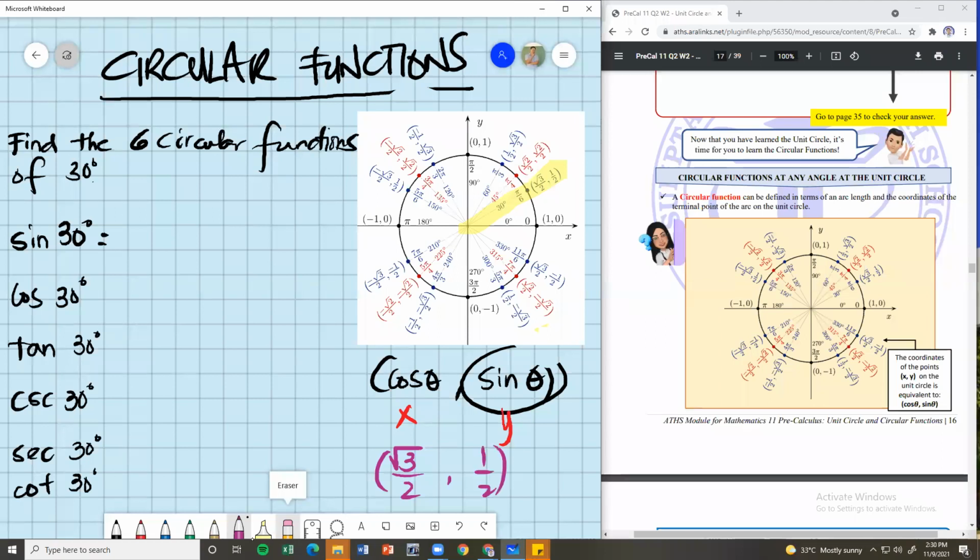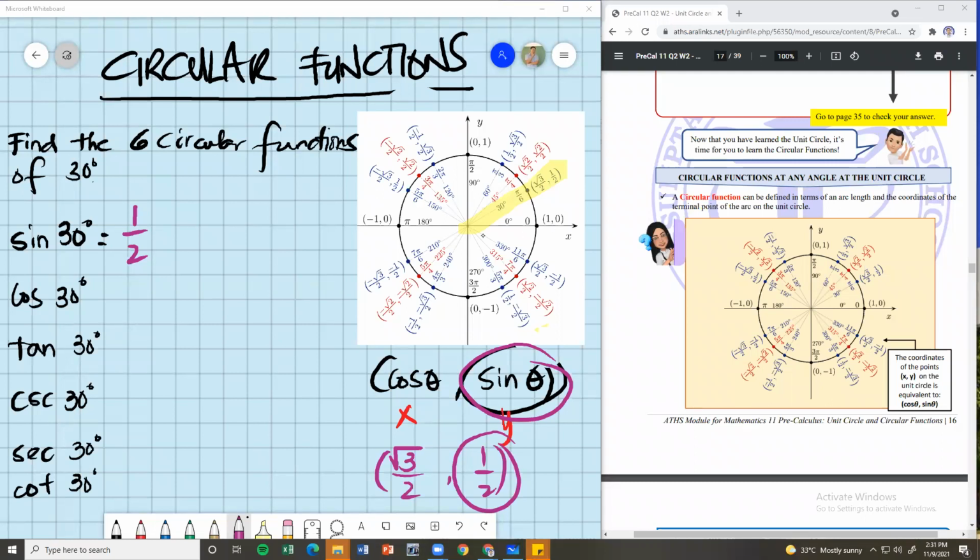Can you follow? So just like what I told you, your cosine will already be your x-coordinate and your sine will already be your y-coordinate. So let's now complete the values here. Sine 30, sine theta is your y-coordinate. So therefore, sine 30 is 1/2. Easy or difficult? Show me a reaction, please. Show me a reaction. Oh, see? Ang dali-dali. Ganun lang.